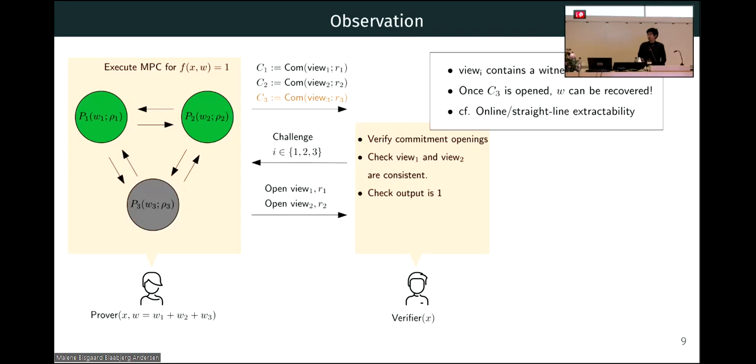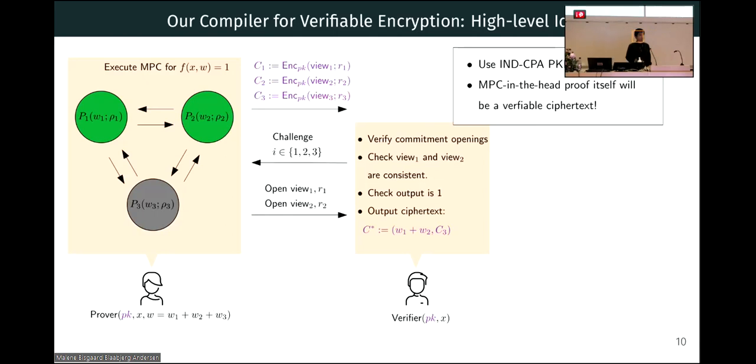The main idea of our approach is really simple. We just replace the committing function with some public key encryption. In particular, we use some IND-CPA secure public key encryption as a commitment. It turns out that with this approach, the MPC-in-the-Head proof itself is already a verifiable ciphertext.